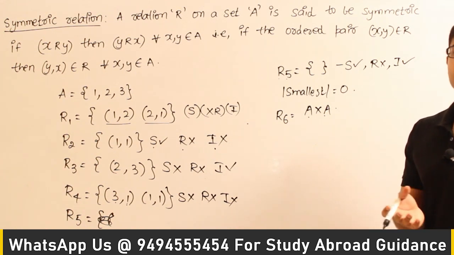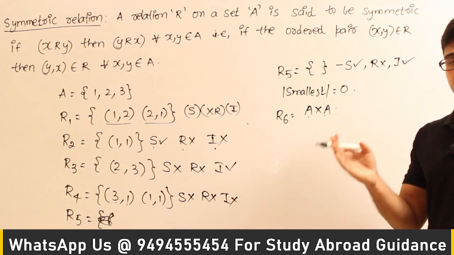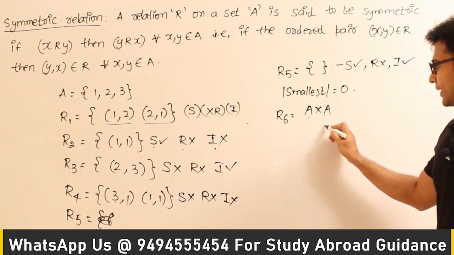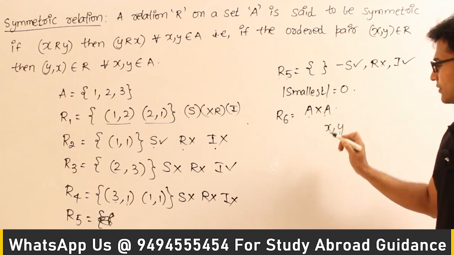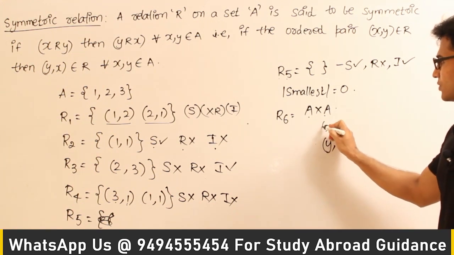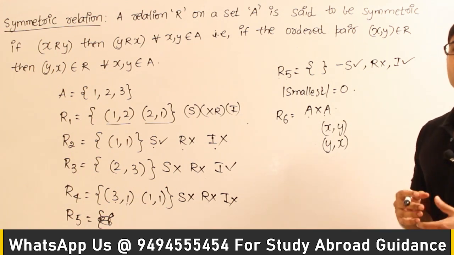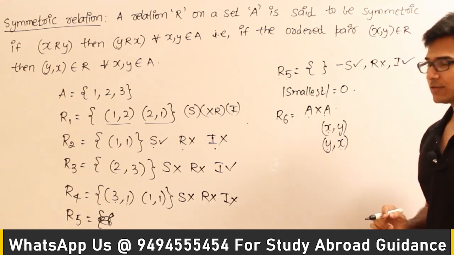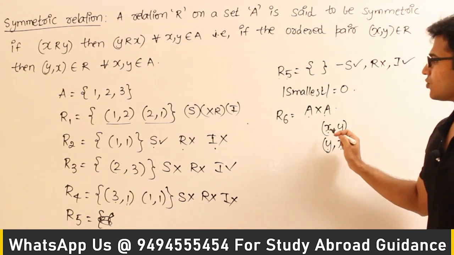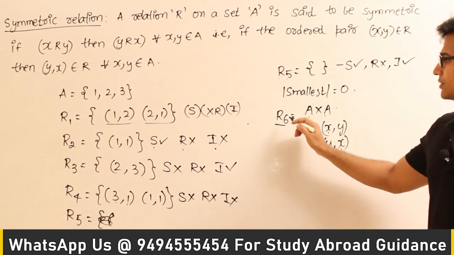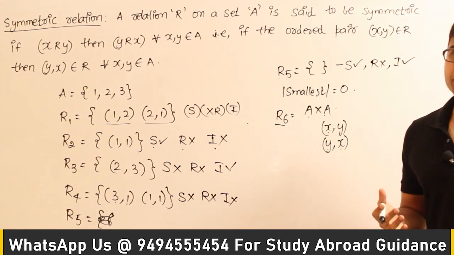If you have the diagonal elements, it is going to be symmetric, but then the elements which affect are non-diagonal elements. Now, if you have a non-diagonal element of type x comma y, then definitely the non-diagonal element of type y comma x will also be present in this set. Why? We are taking everything. That is why if x comma y is present, definitely y comma x is also going to be present, and so R6 is definitely symmetric, and in fact R6 is the largest relation possible.